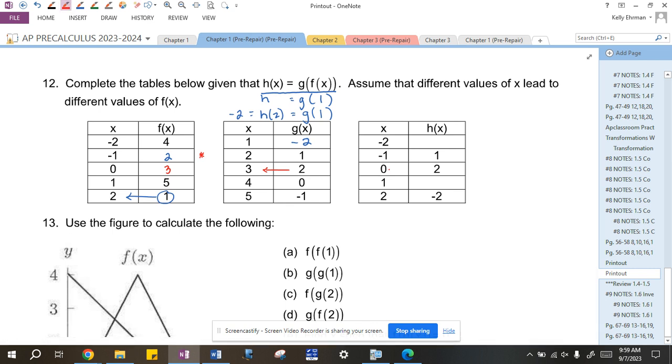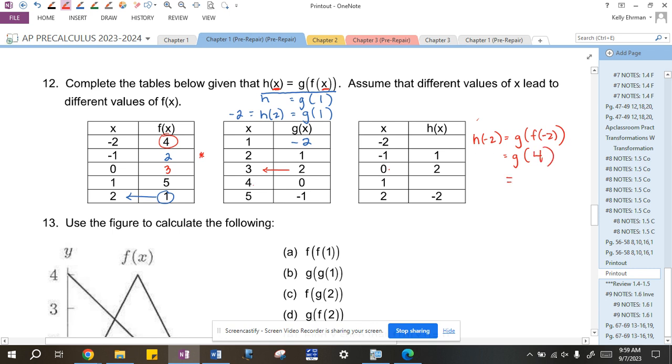H of x is actually a little bit easier because you're just plugging right into the formula that you're given. So I want to find h of negative 2. So h of negative 2 is supposed to equal g of f of negative 2, right? Because whatever x goes in here for h, that's the x that gets plugged into f. H of negative 2, I don't know. F of negative 2, I have. When the input's negative 2, the output's 4.